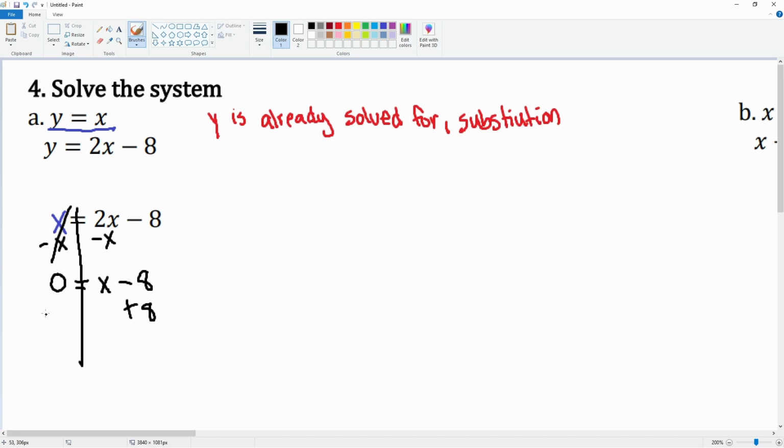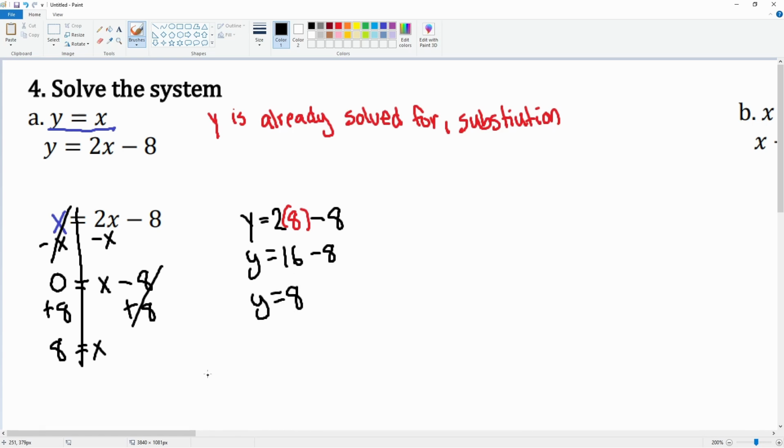I add 8 to both sides. The negative 8 and the plus 8 cancel. 8 is equal to x. Once I have that, I can now plug it back in to one of my equations. So here I go. y is equal to 2x minus 8. I plug in the x, so watch me erase my x, and I plug in that 8 that we got. So y is equal to 2 times 8, which is 16, minus 8. y is equal to 8. Now I write my ordered pair, which is (8, 8). That would be my solution.